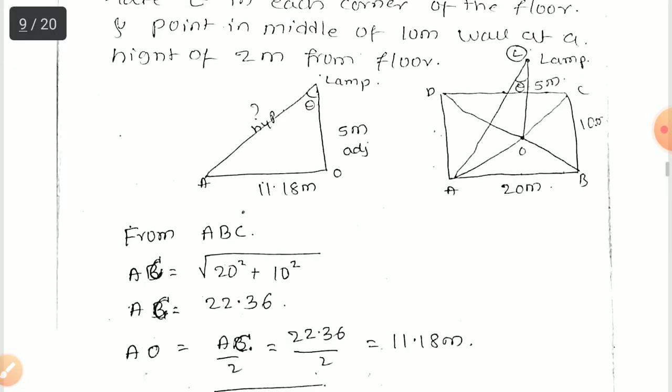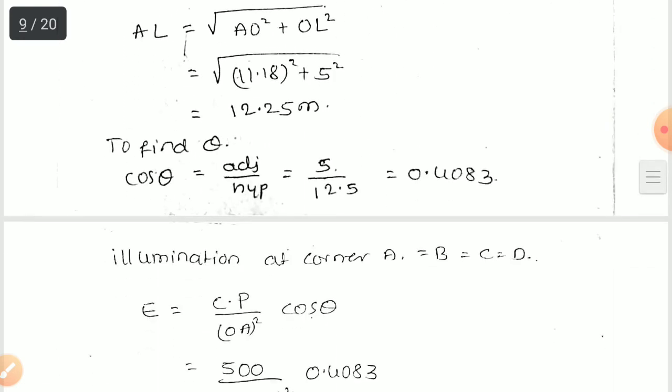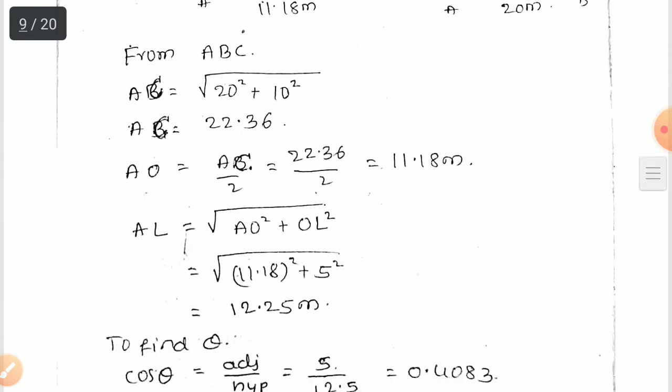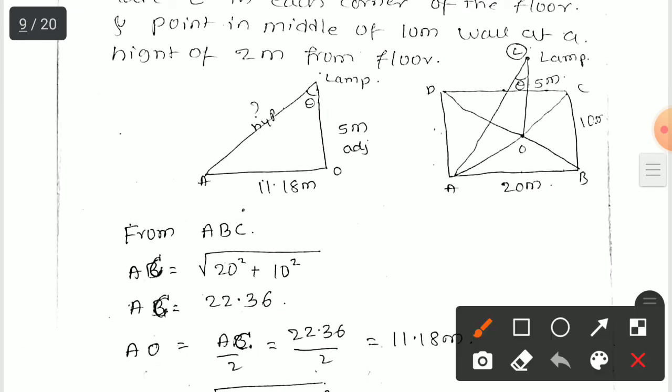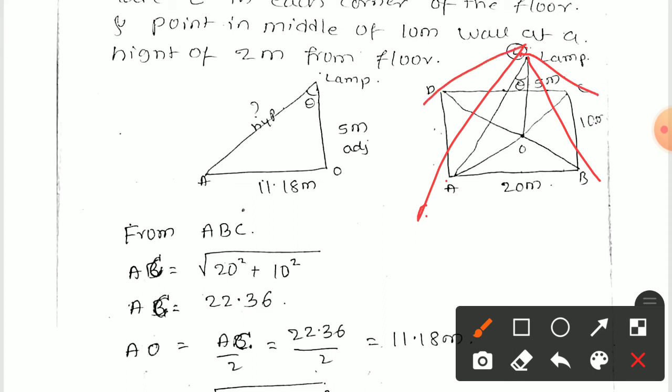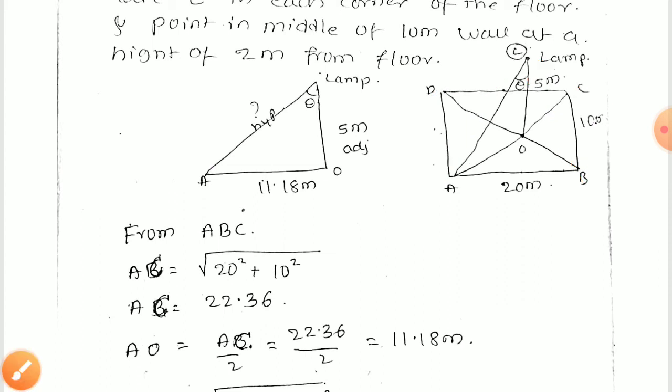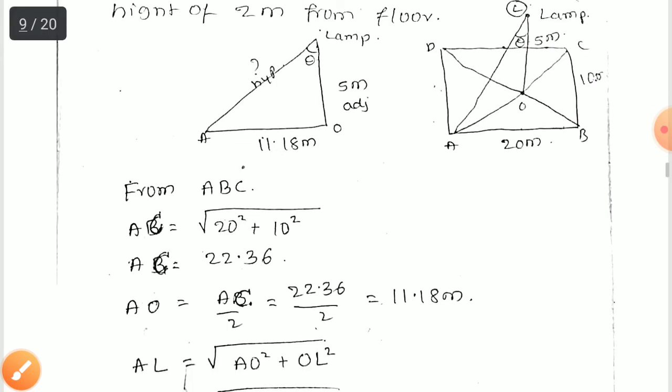Sorry, AL you have to take as the distance. So here is the lamp and here is the corner. You have to take AL here. That means lamp to this corner, this lamp to this corner, this lamp to this corner. If you calculate the illumination at any one corner, the illumination at all the other corners also remains the same, because it is the same distance at all four corners. Two corners are the same and the other two corners are the same.